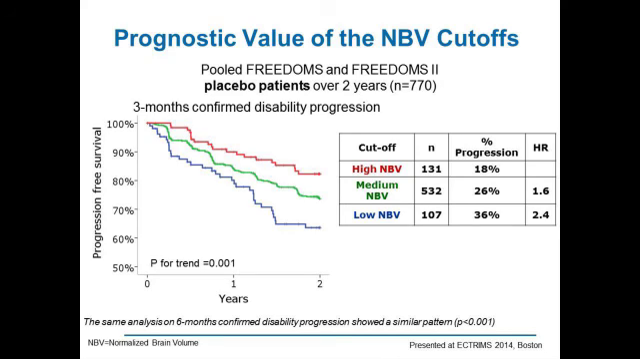Patients with a high volume of the brain have a much better prognosis than patients with a low volume of their brain, after adjusting for all the other disease characteristics.